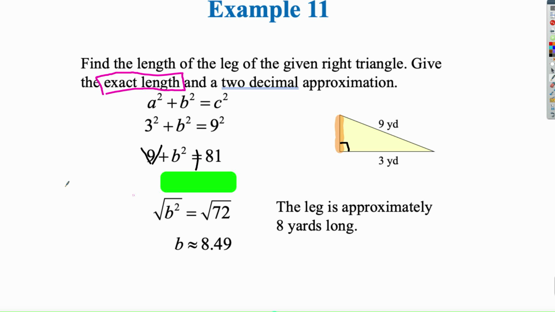is going to be this, b equals square root 72. That's exact. As soon as I type that in my calculator, I have to round. The 2 decimal approximation would be this. And so notice my answer is less than 9 as I expected it to be, because a leg should be smaller than the hypotenuse.